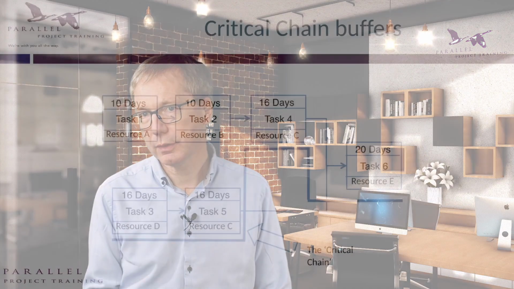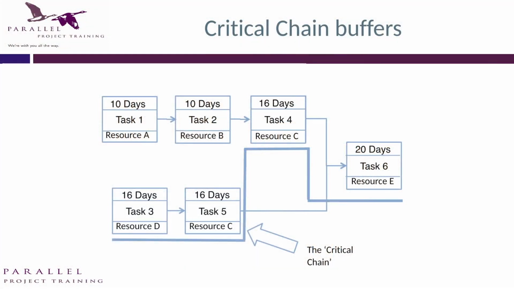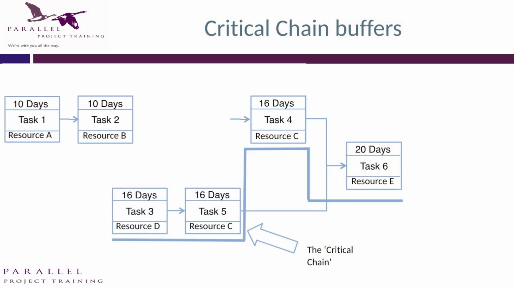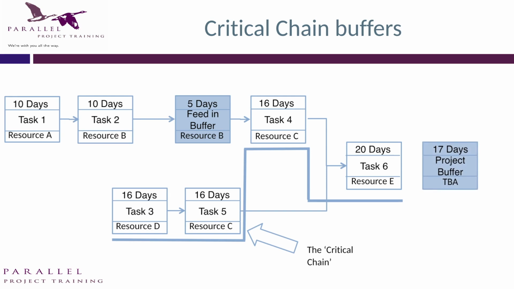Now, if I've got a critical resource C, what I want to do is make sure that resource C is never waiting for work, because that's my constraint on the project. So everything that feeds into resource C, I'll put a bit of a contingency on it. So I'm going to finish everything that they need a couple of days in advance, so that if there is some form of delay, that material is ready for them when they need it.